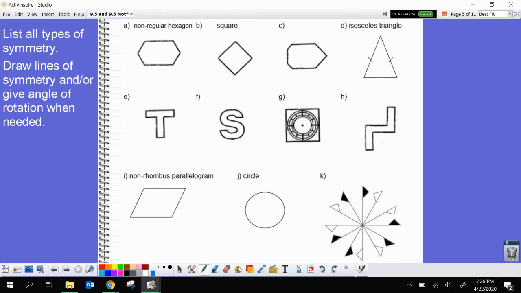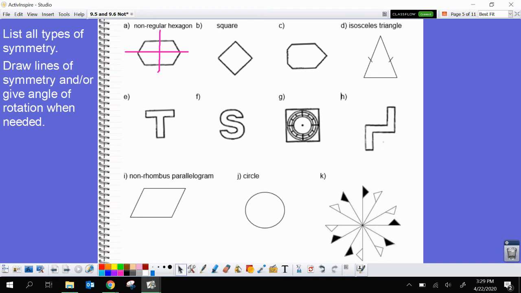Okay, so A says this is a non-regular hexagon. So 6 sides, but they're not all the same. Okay, and so there is symmetry here. There is line symmetry. Sorry, I should get more specific with that. There is line symmetry here. We would have that line, and we would have that line.